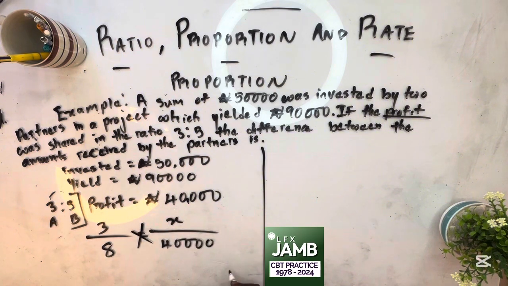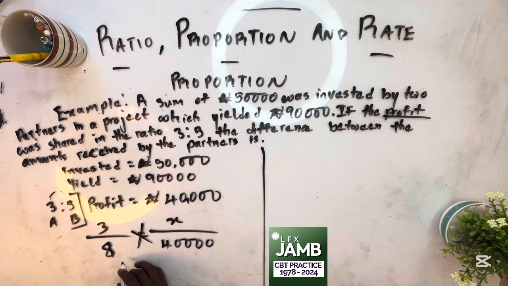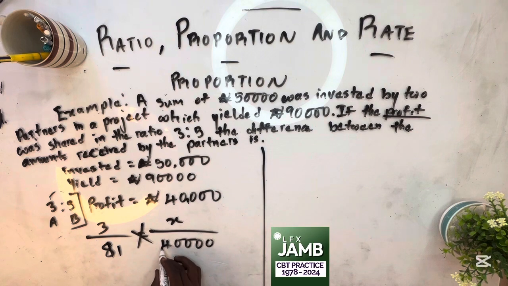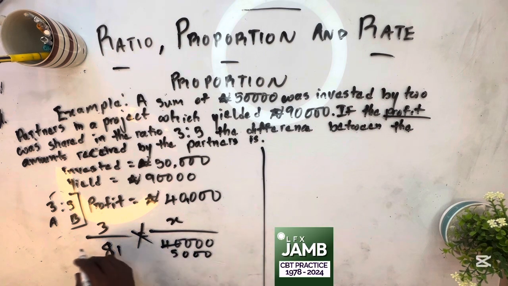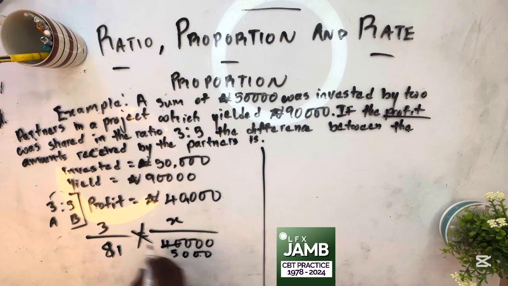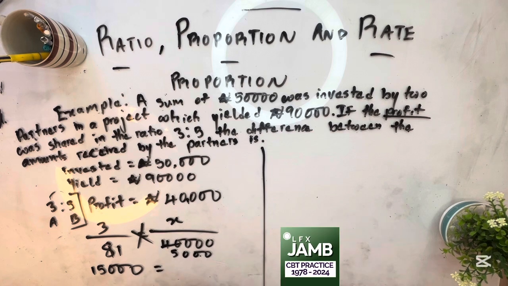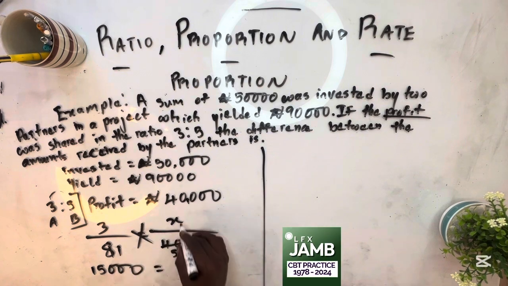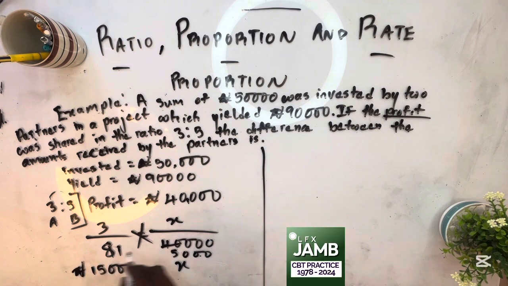So let's cross multiply. We could have 8 here, 1, 8 here will give us 5, that is 5,000. So then when we cross multiply, we'll be having 5,000 times 3 to give us 15,000 equals 1 times x, is x. So investor A had 15,000 out of the profits.